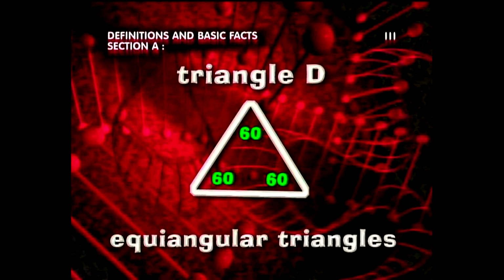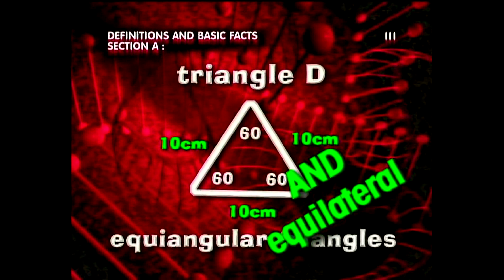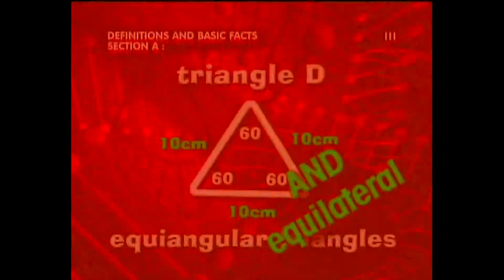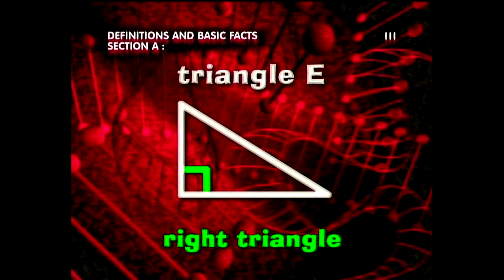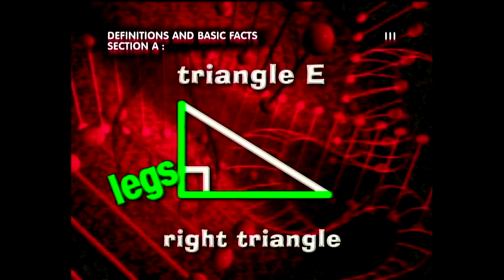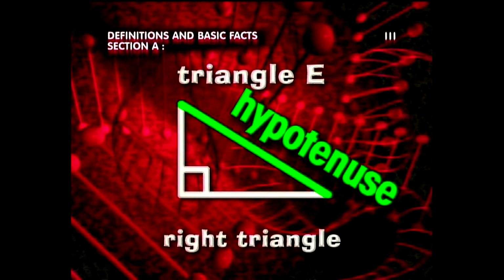We'll see that all equiangular angles measure 60 degrees. Plus, notice that this is also an equilateral triangle. All equiangular triangles are equilateral, and vice versa. Right triangles have 1 right angle. Other parts of right triangle E here are its 2 legs, which form the right angle, and the side opposite the right angle is called the hypotenuse. We'll talk more about right triangles later.